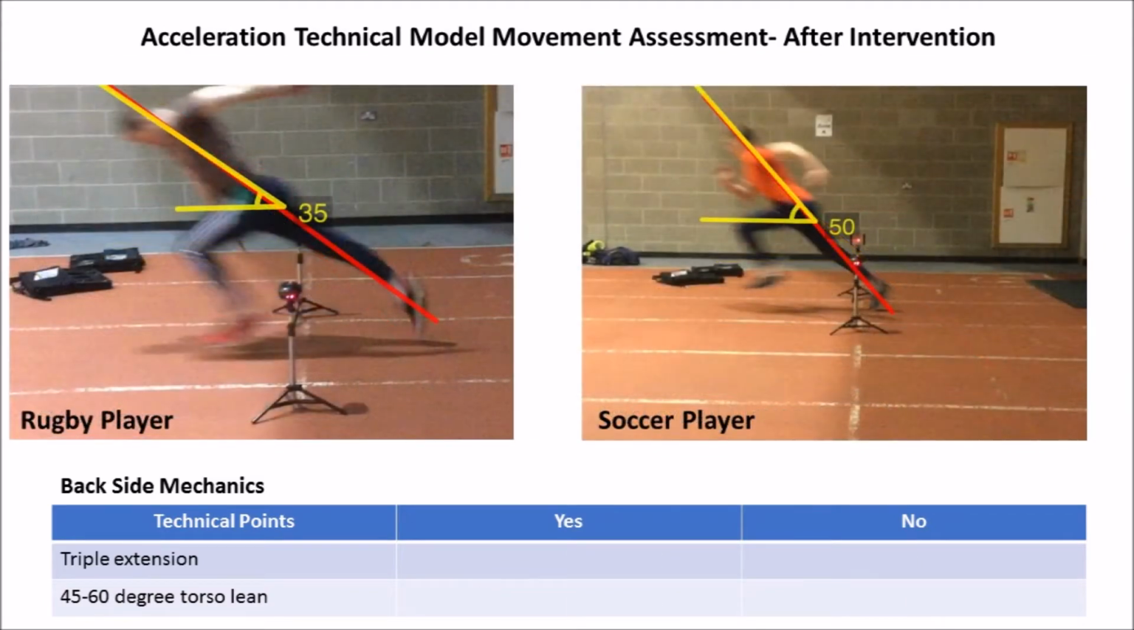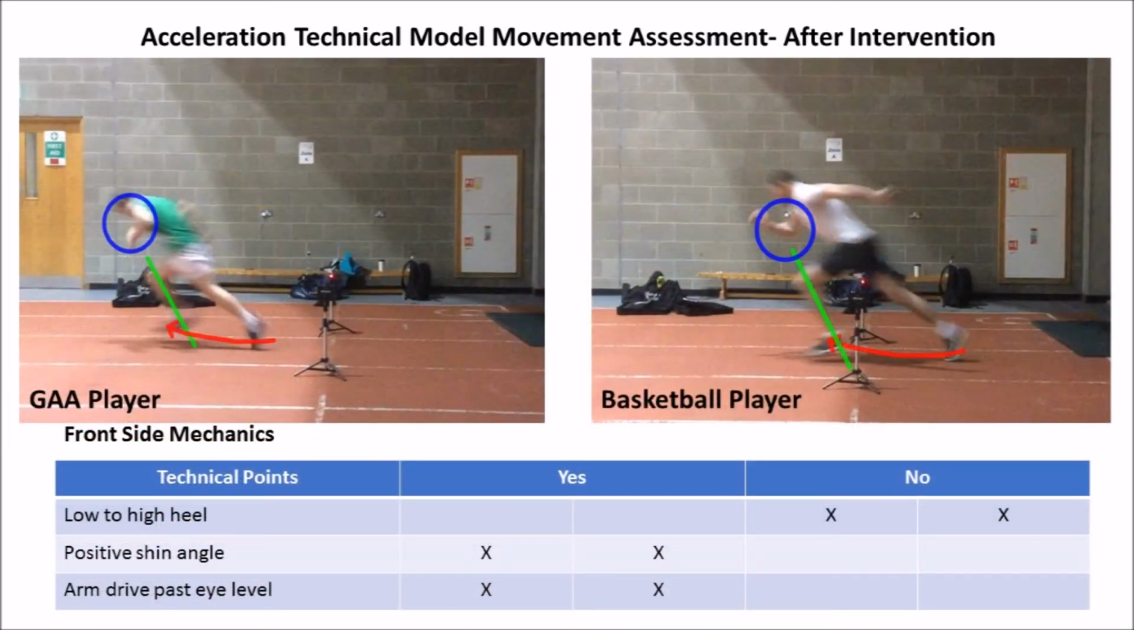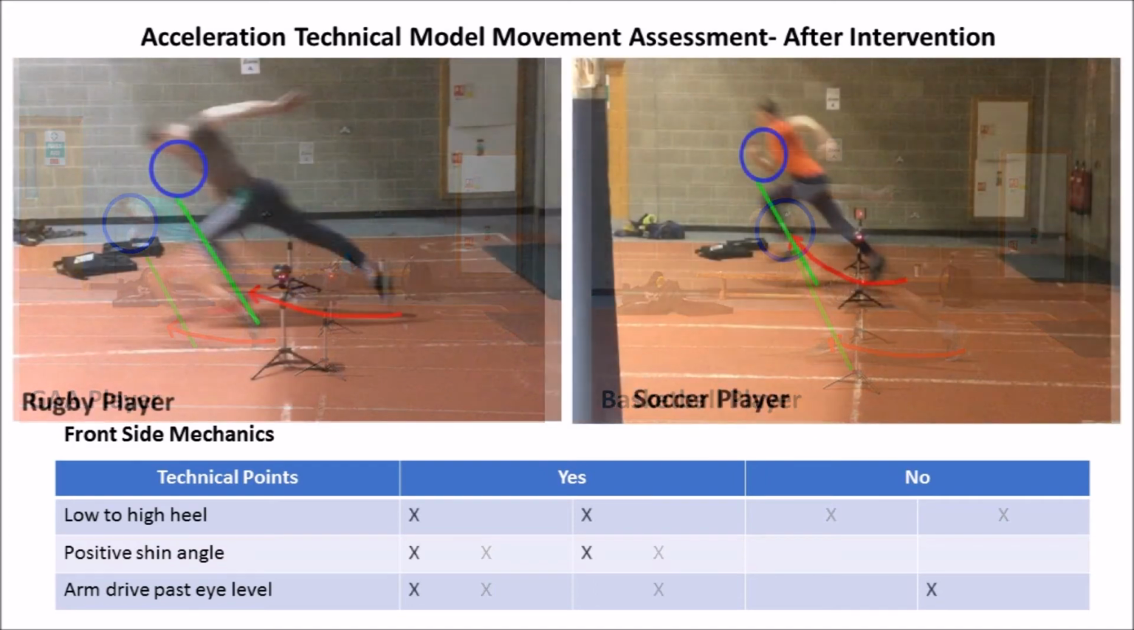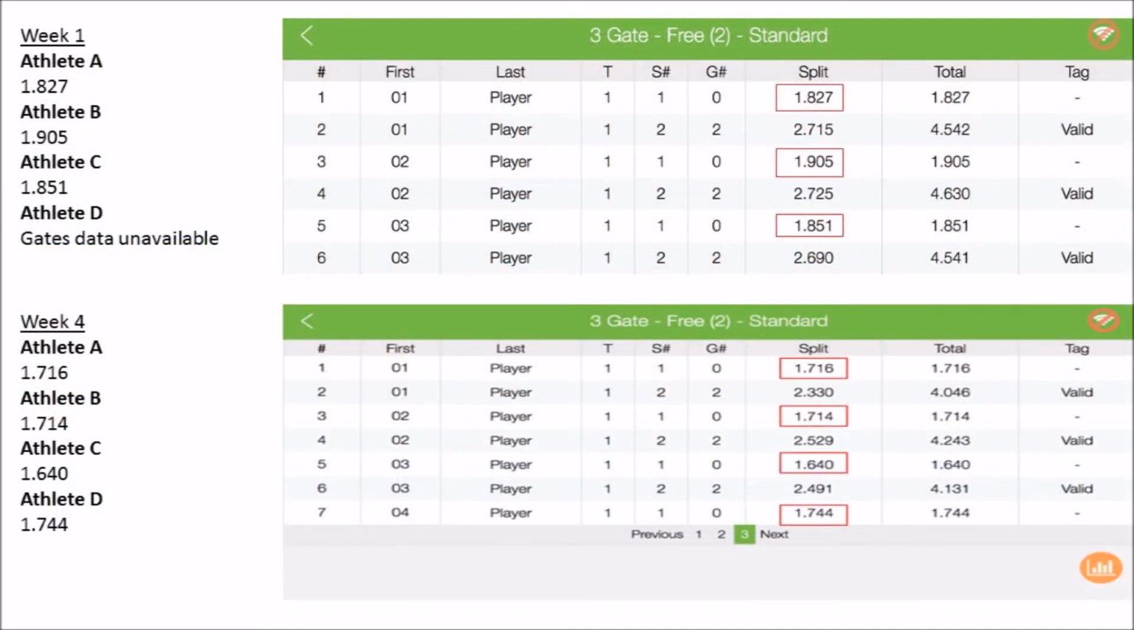The first 2 athletes, however, still had a poor ability to swing that foot low to high, but maintained the other 2 aspects. The last 2 players, the rugby player and the soccer player, were able to swing that foot low to high and produce a sufficient height as well as the other 2 aspects. Finally, I've just attached the athletes' week 1 and week 4 sprint times and showing the progressions throughout.